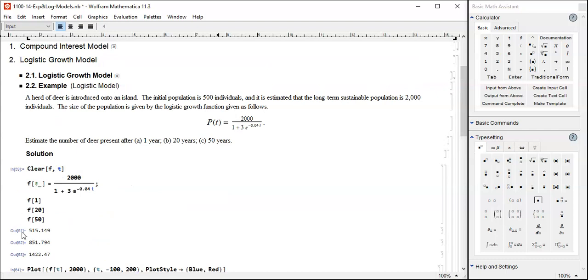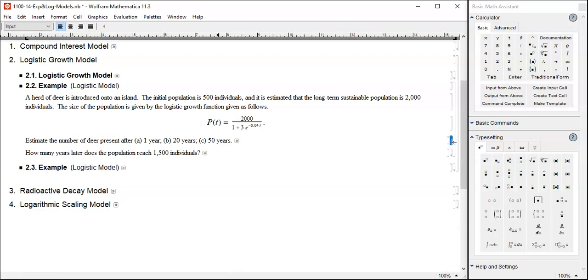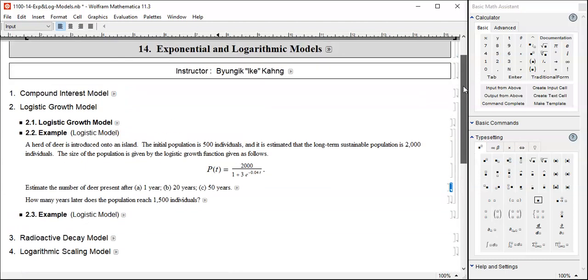So we get 515.149, so about 515 individuals, and then about 552 individuals, and then 1,422 individuals, approximately speaking. You don't really have to be really accurate. This is just an estimation.